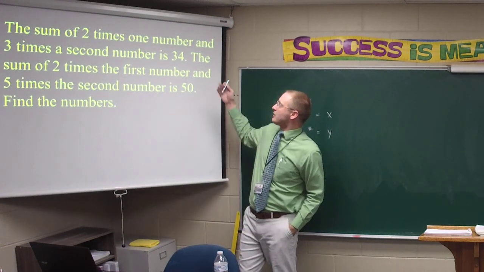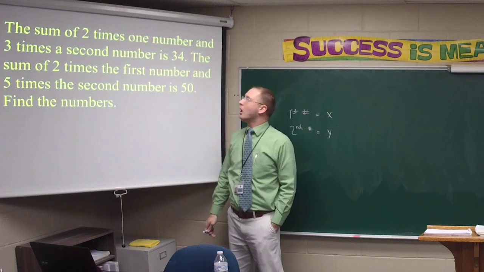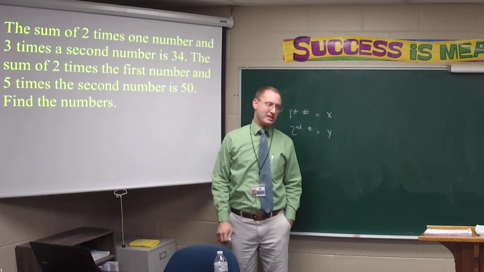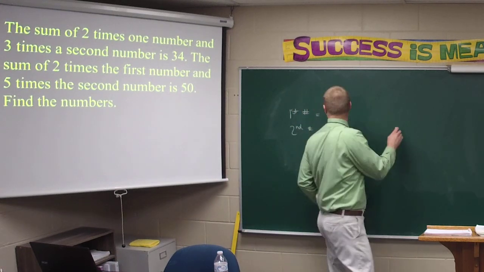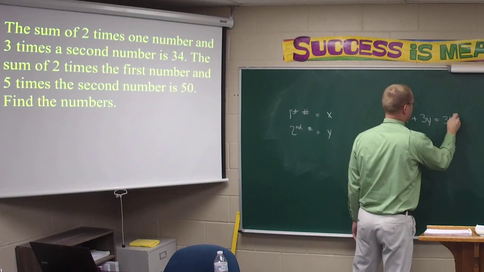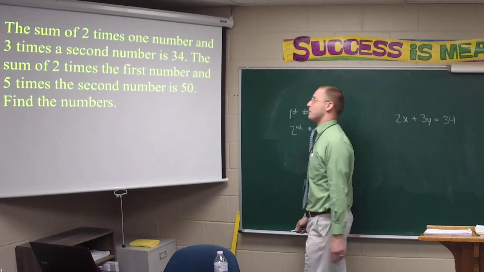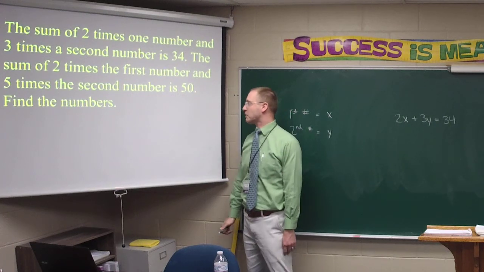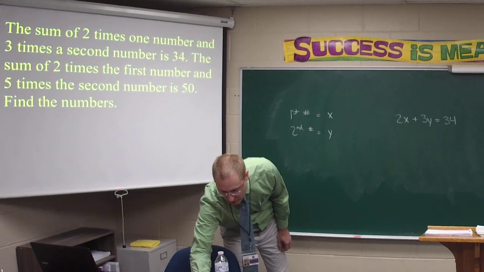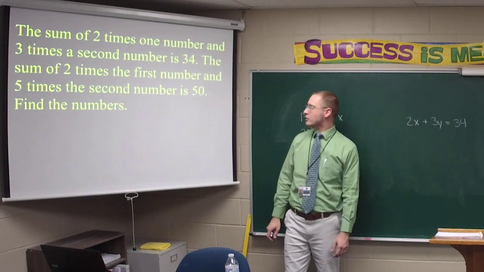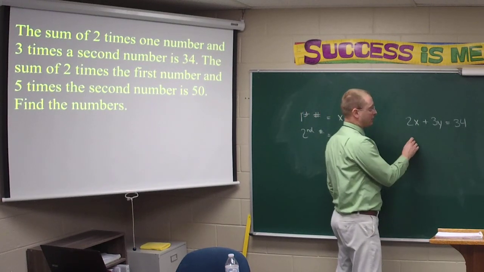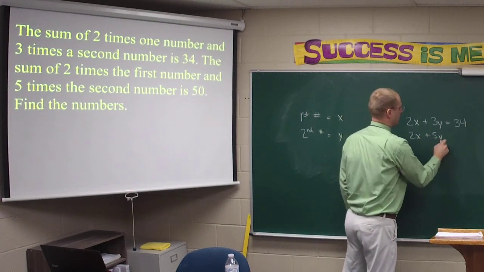So when it says in the first sentence that the sum of 2 times a number and 3 times a second number is 34, how would I represent that statement algebraically, Kendall? 2x plus 3y equals 34. Absolutely. At your seats class, when it says the sum of 2 times the first number and 5 times the second number is 50, write down that second equation. Michael, what did you write? 2x plus 5y equals 50.